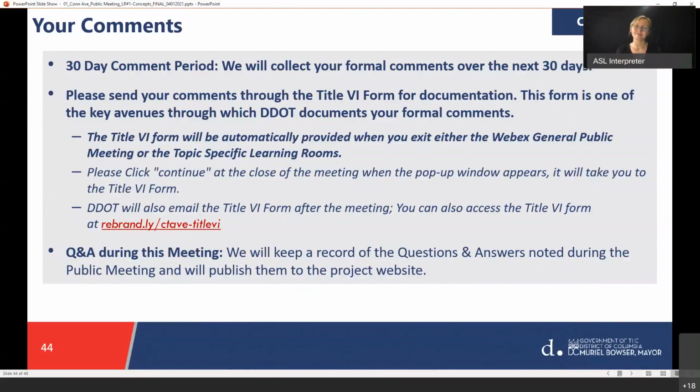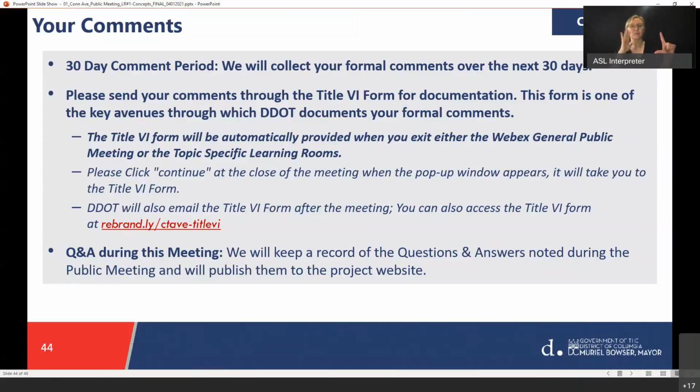There is a 30-day comment period. We'll collect your formal comments over the next 30 days. Please send your comments through the Title VI form for documentation. This form is one of the key avenues through which DDOT documents your formal comments. The Title VI form will be automatically provided when you exit either the WebEx general public meeting or the topic-specific learning rooms. Please click continue at the close of the meeting when the pop-up window appears. It will take you to the Title VI form.